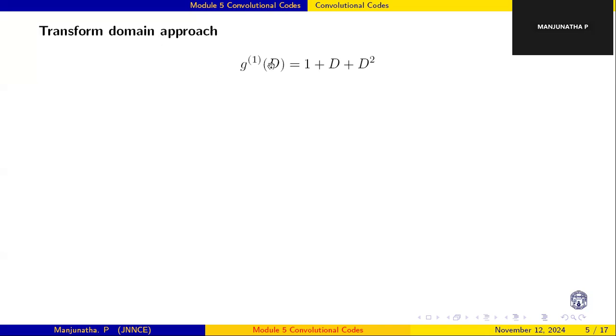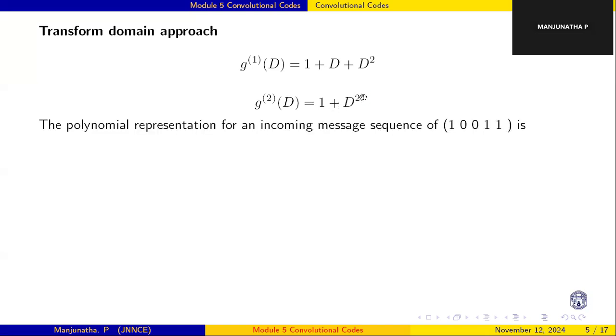Transform domain: G1 of D is 111, which we can write polynomial-wise as 1 plus D plus D squared. G2 of D is 101, which is 1 plus D squared. The given message 10011 in terms of polynomial is 1 plus D cubed plus D to the power of 4, as the D and D squared terms are 0. This is about the message, G1 and G2.